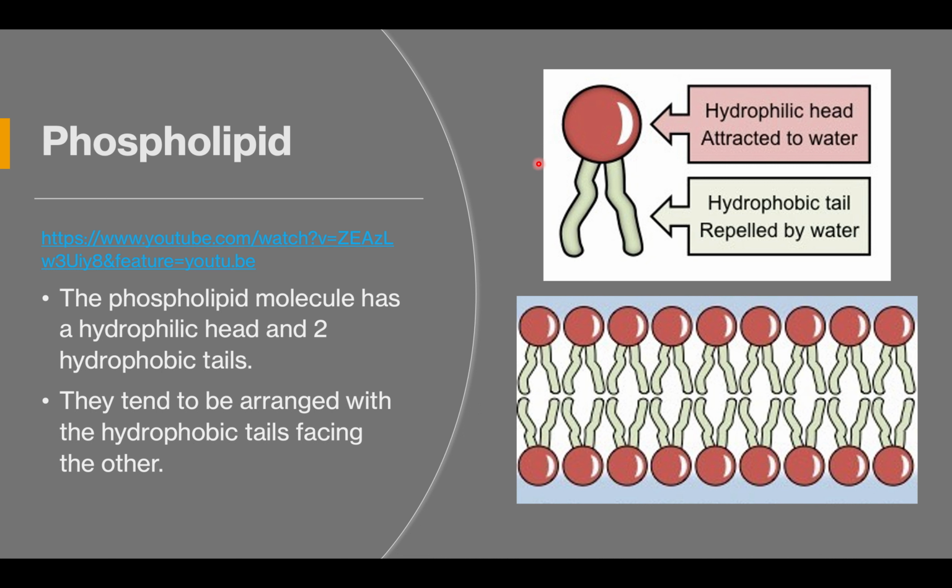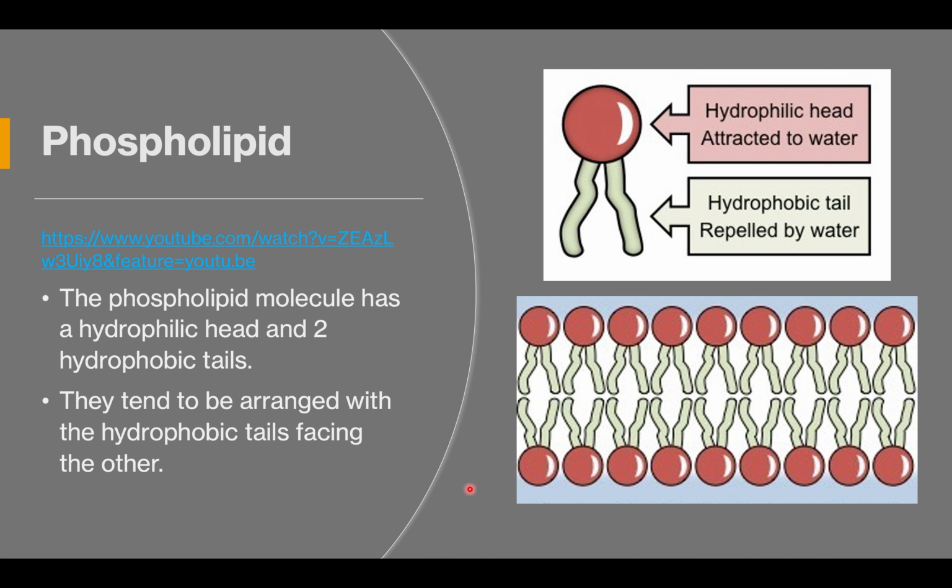And a phospholipid molecule has a hydrophilic head, which would be this red portion, and it has 2 hydrophobic tails. If you remember from previous chapters, hydrophilic means water-loving. So this head, the red portion, is going to be water-loving, it's attracted to water. And hydrophobic tails repel water. They are not attracted to water. I always think of the word phobia, something that you don't like. So hydrophobic tails do not like water.